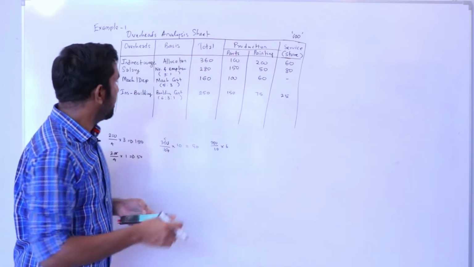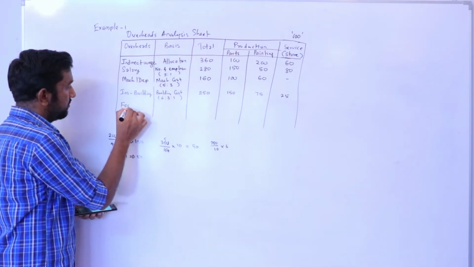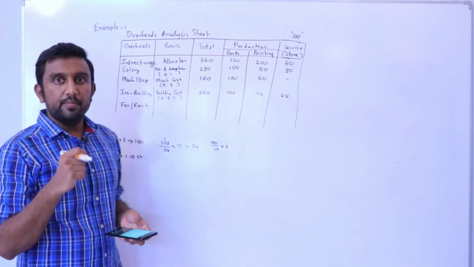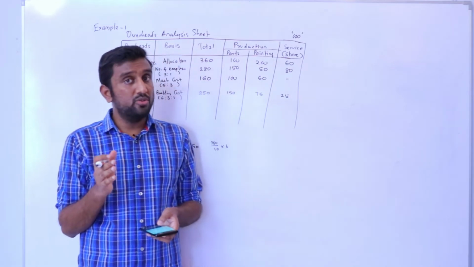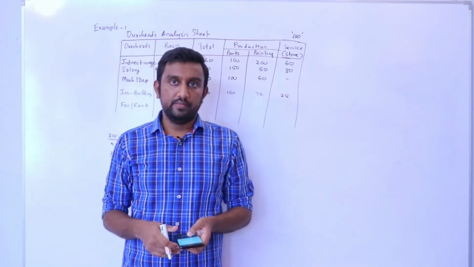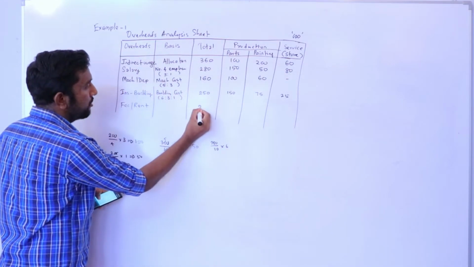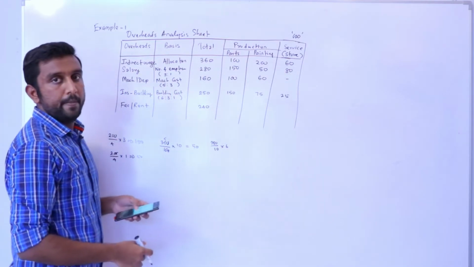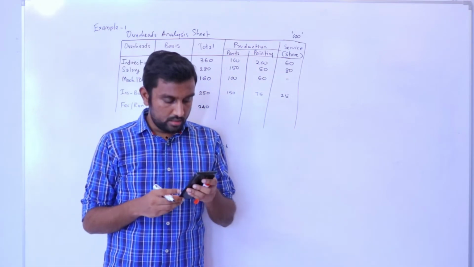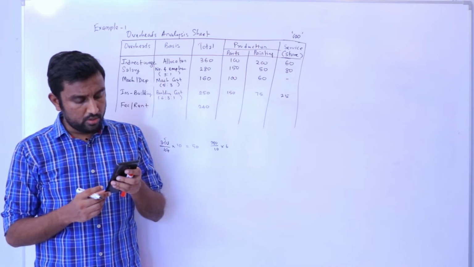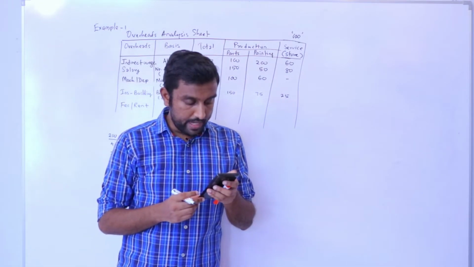Then they gave factory rent. So this word is important. They clearly mention this is factory rent, so you don't have to consider the admin thing, right? So what is my factory rent? My factory rent is 240, so I can put 240 here. That is my total.